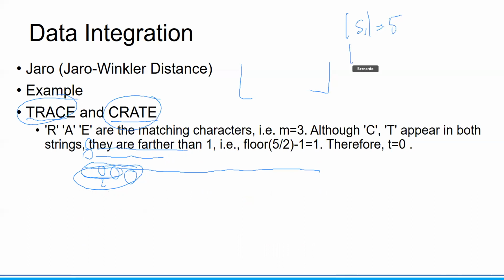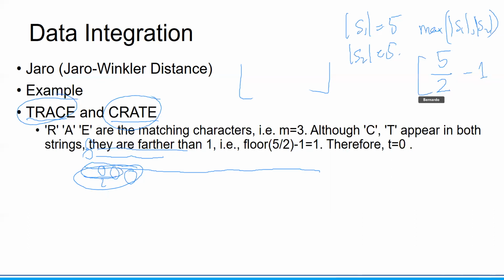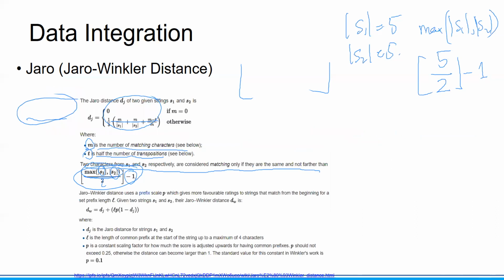Okay, the length of S2 is 5. So what is the maximum of S1 comma S2? The maximum of 5 comma 5 means 5. Okay, and then 5 divided by 2 minus 1. So we want to floor. Floor means, you can see here, we want to floor.